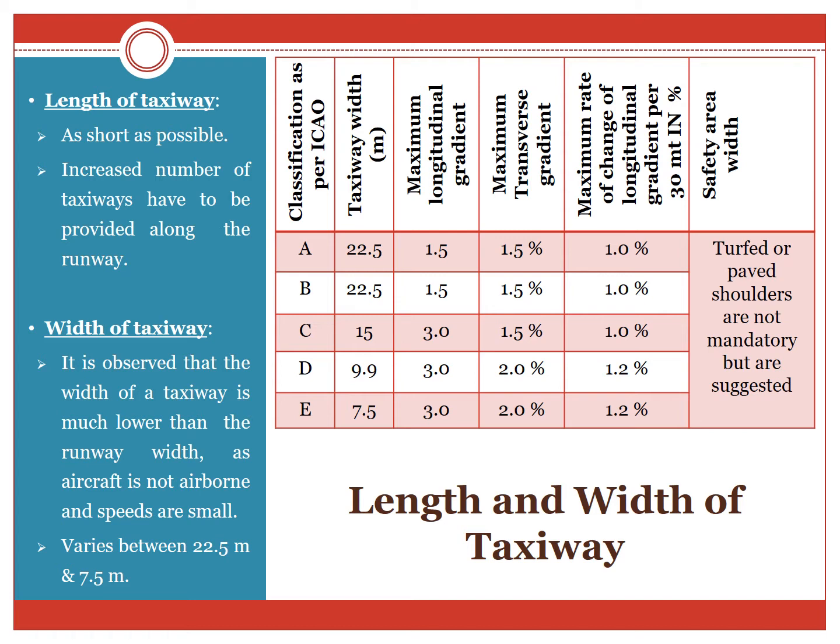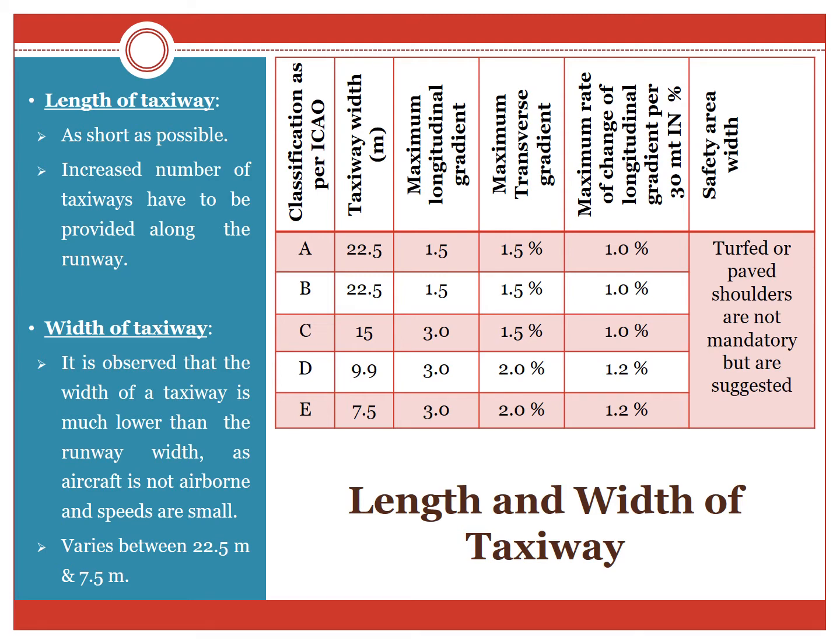Now, as you can see in this table, it is a classification done by ICAO on 5 types of aircraft: A, B, C, D, E, having different types of taxiway width, maximum longitudinal gradient, maximum transverse gradient, maximum rate of change of longitudinal gradient per 30 meters, and the safety area width. So accordingly, for A, the taxiway width will be around 22.5 meters.